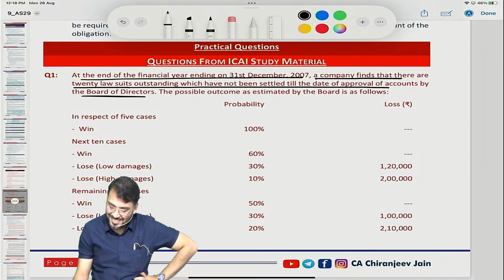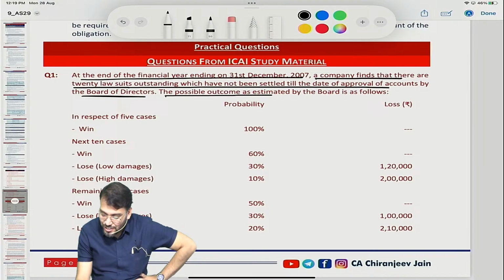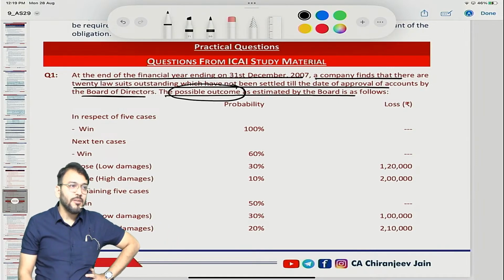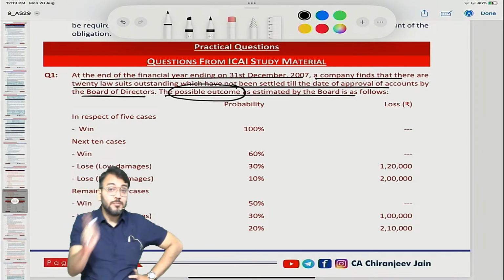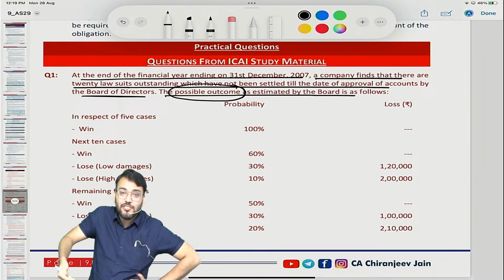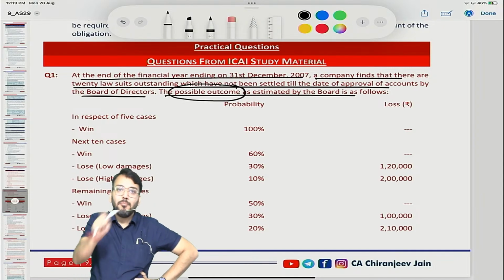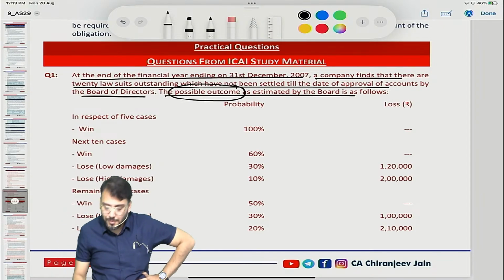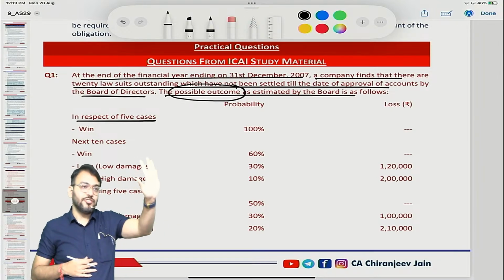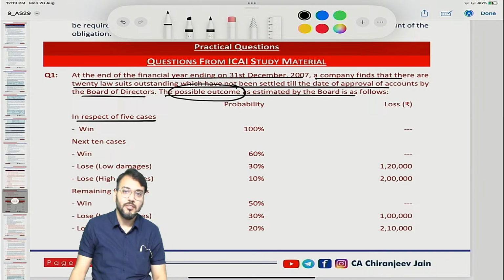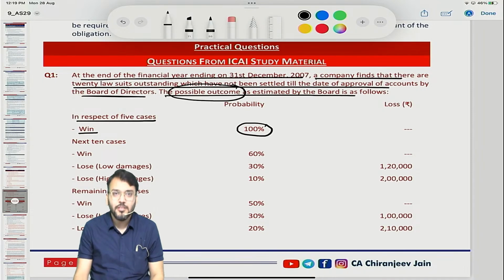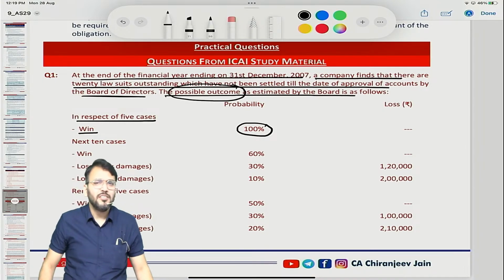The possible outcome as estimated by the board. Possible outcome means they have given some outcomes. This possible outcome does not mean possible obligation. Possible outcome is the range of outcomes they have given, as I gave minor defect and major defect. In respect of the first 5 cases, how many cases are there? So out of 25 cases, win chances 100%. You only say win chances 100%.